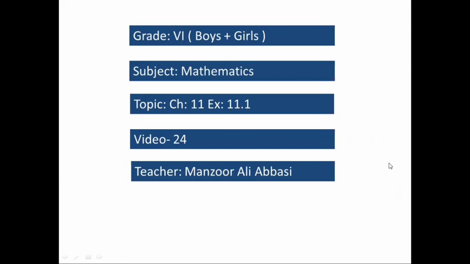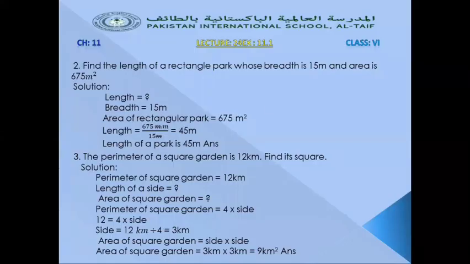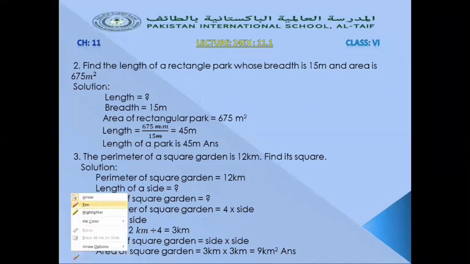Today we are going to start the remaining questions of exercise 11.1, starting with question number 2. Here, dear students, we will find the area and perimeter according to the statement. In this lecture, we are given word problems about the square and rectangle.